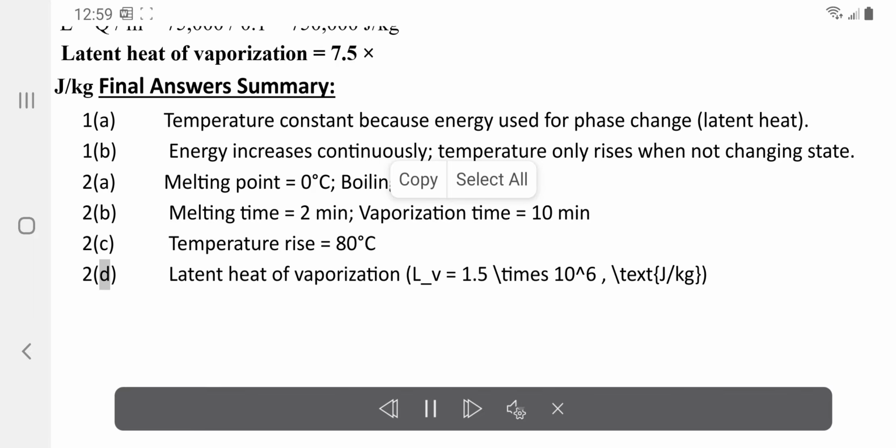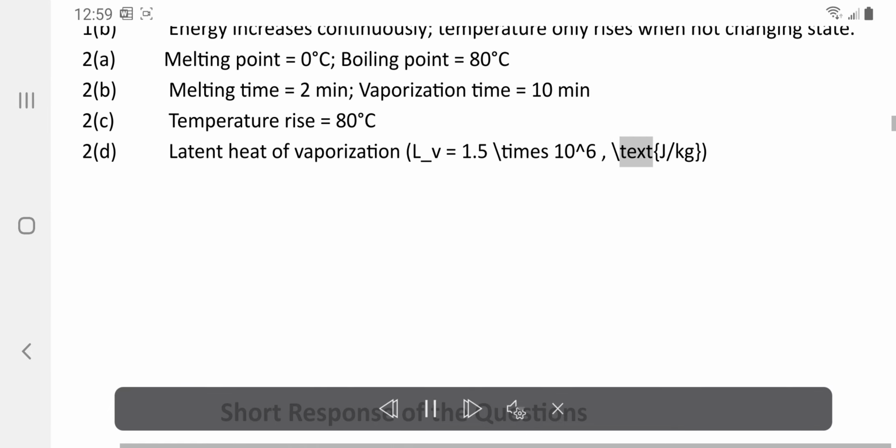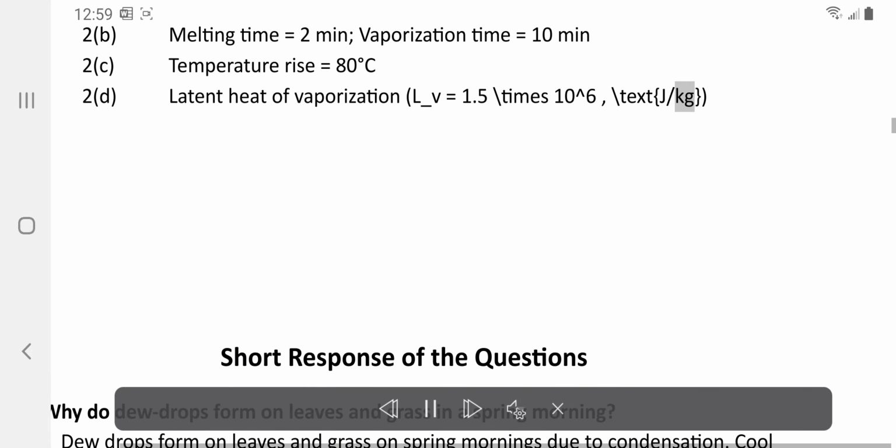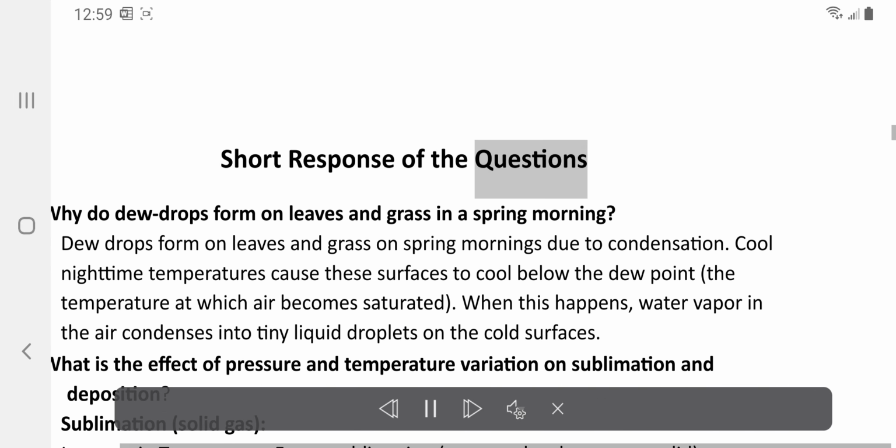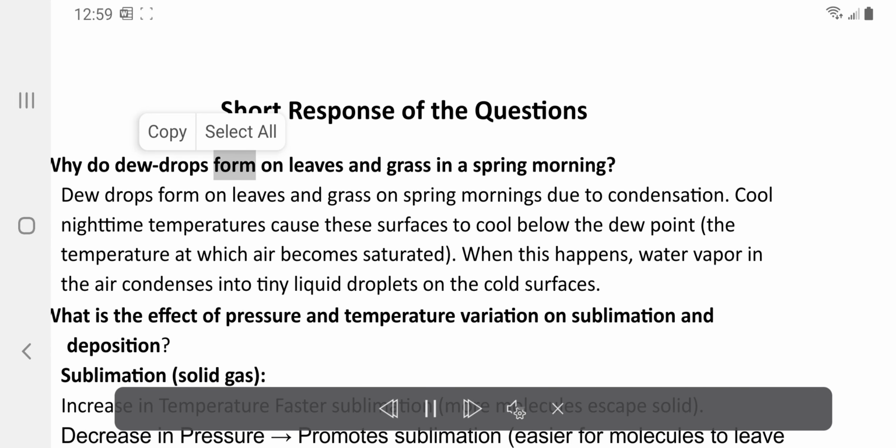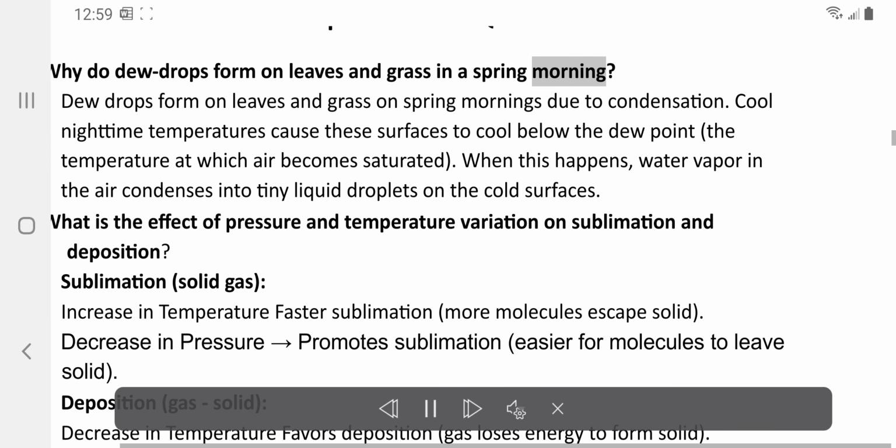2D. Latent heat of vaporization. L_V equals 1.5 times 10 to the power of 6 J/kg. Short response questions. Why do dewdrops form on leaves and grass on a spring morning?